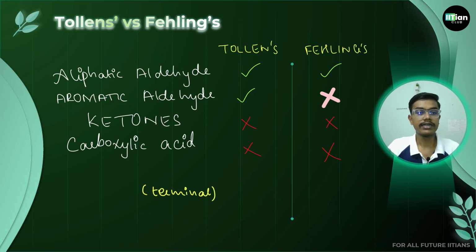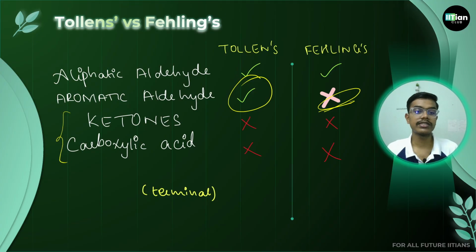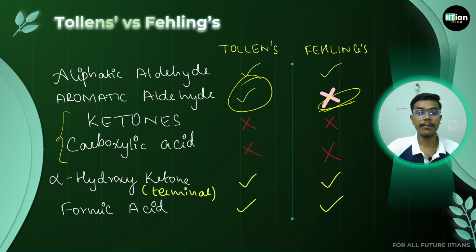Now, speaking of Tollens versus Fehling's and which compounds give these tests, you see that aliphatic aldehydes give both Tollens and Fehling's test, but aromatic aldehydes give only Tollens test and they do not give Fehling's test. So you can note that. Then ketones and carboxylic acids neither give Tollens nor Fehling's test. But speaking of alpha hydroxy ketone and formic acid, they give both Tollens and Fehling's test.